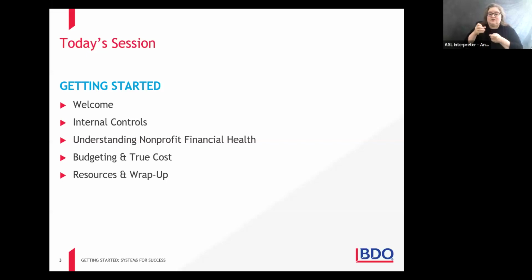So we're going to be talking about internal controls. We're going to be talking about some basic metrics to think about when you're thinking about financial health and sustainability at a nonprofit organization. We're going to talk a little bit about some really fundamental but important budgeting concepts in terms of planning. And then I've got some resources that I can share with everybody today.